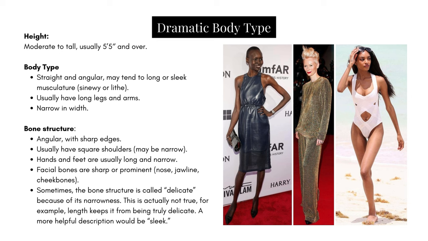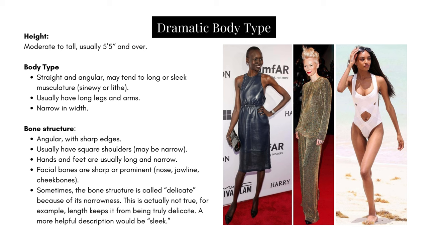Bone structure. The dramatic bone structure is angular with sharp edges. They usually have square shoulders, which may be narrow. Their hands and feet are usually long and narrow. Facial bones are sharp or prominent, often seen in the nose, jawline, and cheekbones.